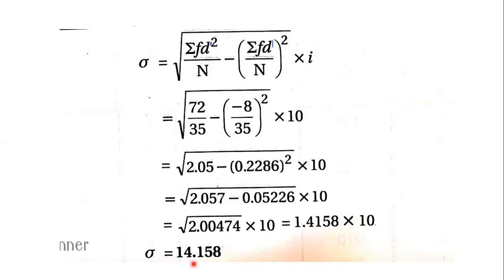Okay, so this is a complete problem of continuous series as well as discrete series, where the formula remains the same and the steps remain the same. So here the formula is sigma is equal to square root of sigma fd dash square divided by n minus sigma fd dash by n whole square, into I. So that is the total problem of continuous series.